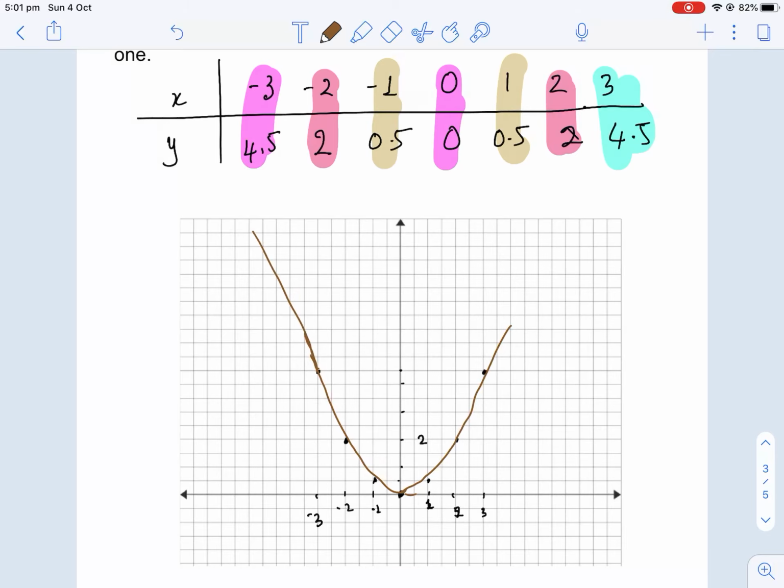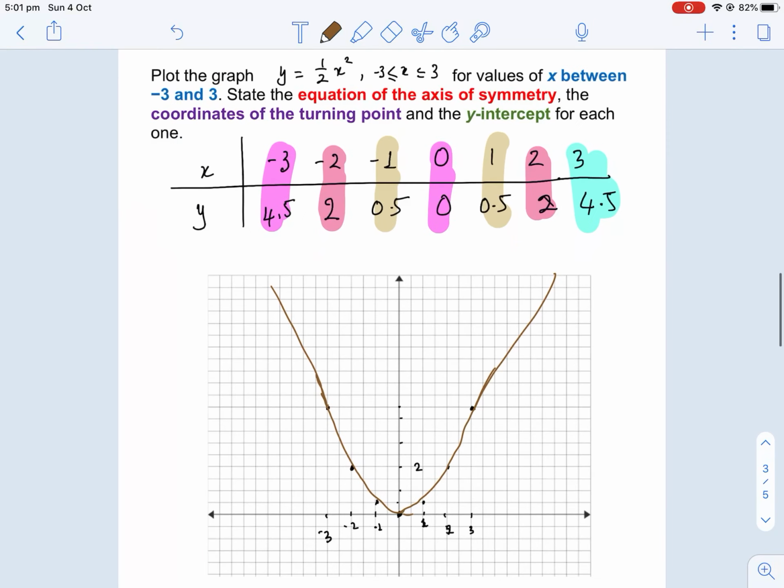Actually, I can draw the parabola like this, but because the question limits me to values of x from -3 to 3, if x equals -3, the maximum value of y is this one, and if x equals 3, the value of y is here. So my graph is only limited to this range.